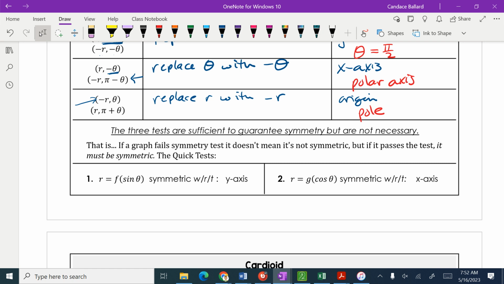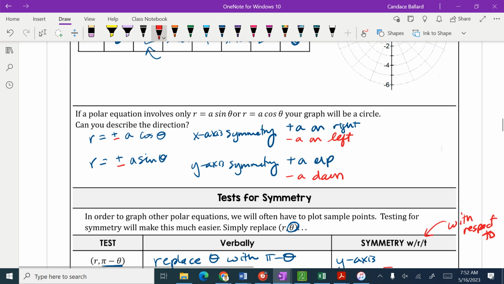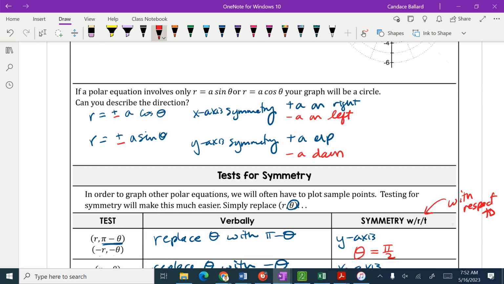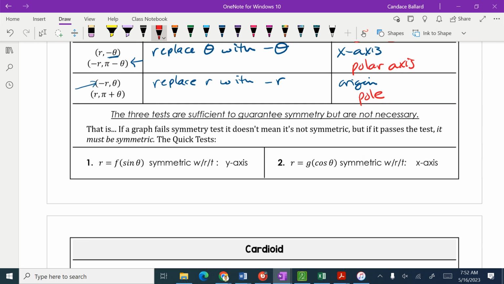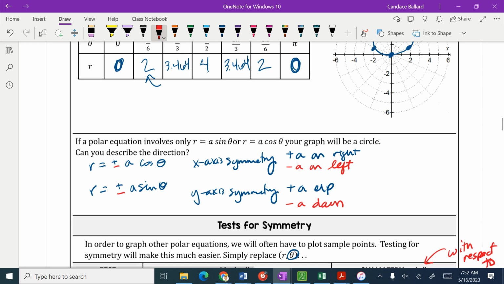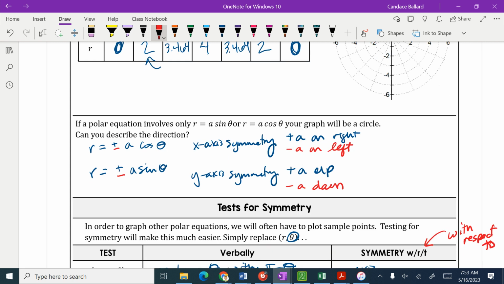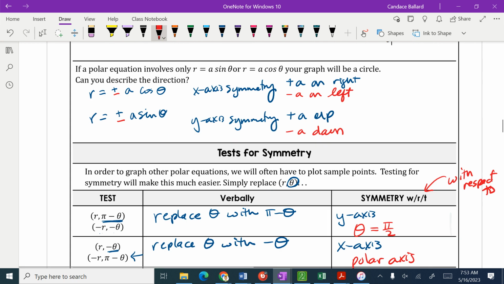But there are some quick tests. We just experimented with it, right? We learned that if we have a function that has a sine in it, it's symmetric to the y-axis. That's what we wrote down up here. Sine had y-axis symmetry, whereas if we have a function that has cosine in it, it is symmetric with the x-axis, and that's what we talked about right up here. Cosine went with x, which doesn't surprise us. Doesn't cosine always go with the x and sine always go with the y? So we can use that nice little shortcut again.